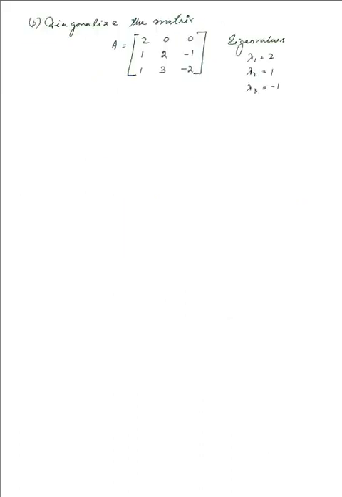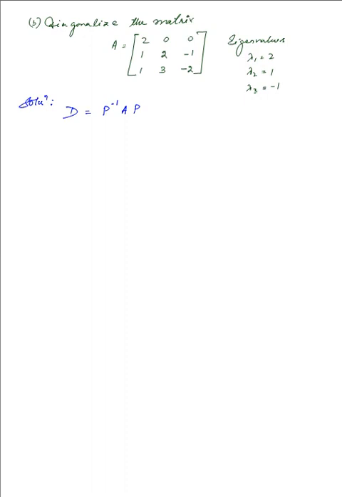Up next in this question, we have to diagonalize the given matrix where we have A to be equal to 2, 0, 0, 1, 2, minus 1, and 1, 3, minus 2. The eigenvalues have been provided, 2, 1, and minus 1. So what we do here essentially is that, as we know, to diagonalize the given matrix, we have D, which is the diagonal matrix, will be P inverse AP. Now P here is the matrix which is formed out of those eigenvectors.